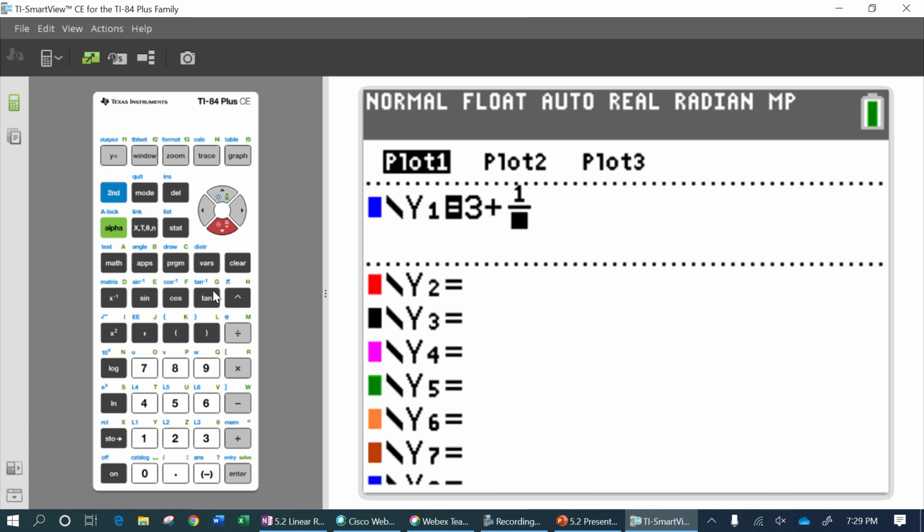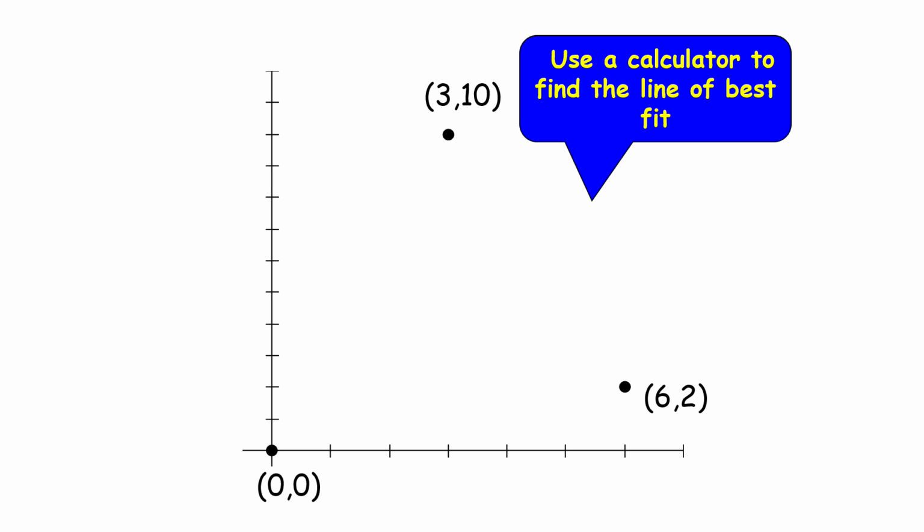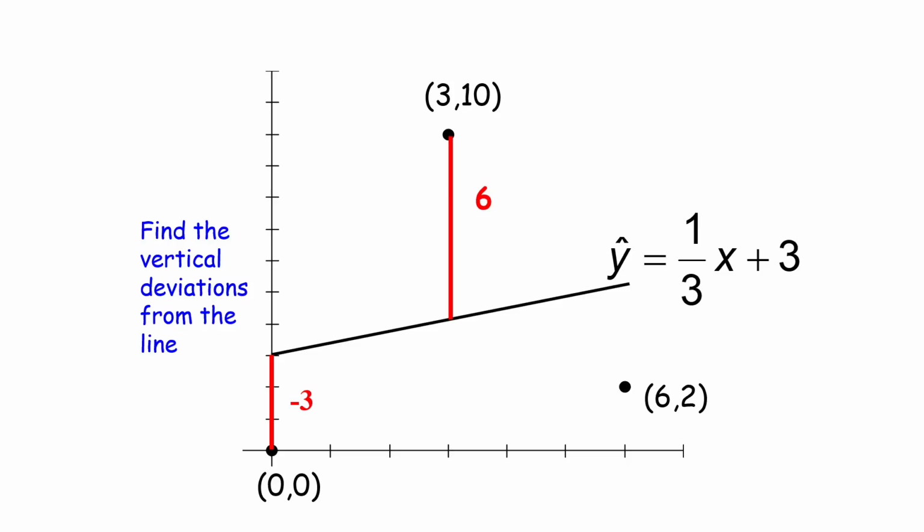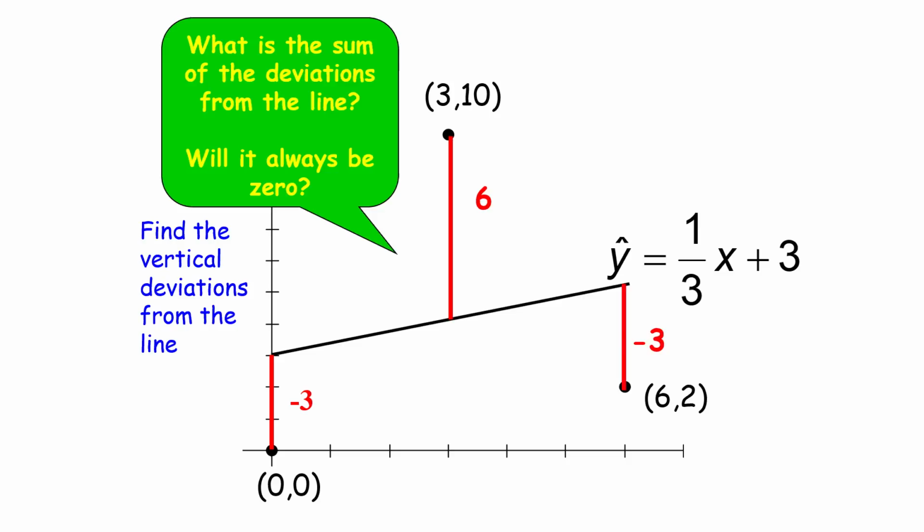So 1/3 x. And now we're ready to graph this. So now when we've graphed that, we have y hat equals 1/3 x plus 3. So we're going to find the vertical deviations now from this line. So here we'll find a value of -3. When we plug in our 3, we'll get a value of 6. When we plug in 6, we get a value of -3.